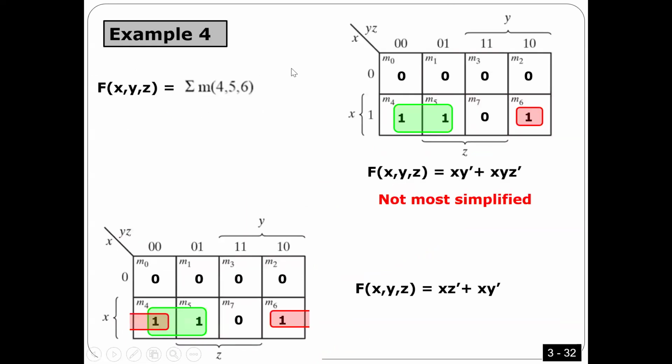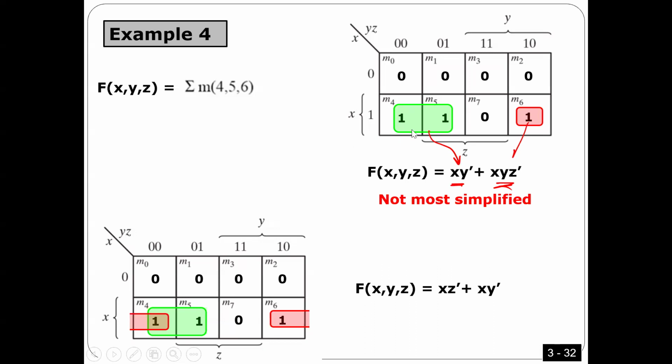Now let's look at example number 4. So here I'm telling you the ones are at 4, 5, 6. So here I'm gonna put 4, 5, 6. I'm gonna put here ones. Again, you can make solutions this way. I can take these two together. I can take this one alone. This way, I'm gonna have two terms. One term that has two variables. One term that has three variables.